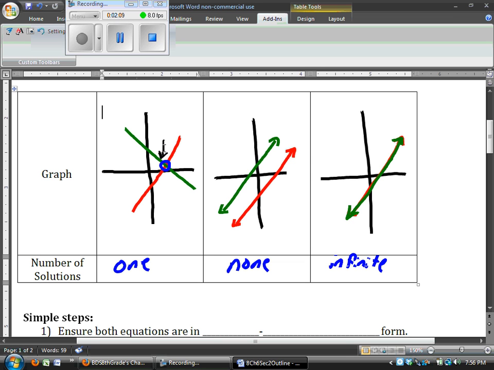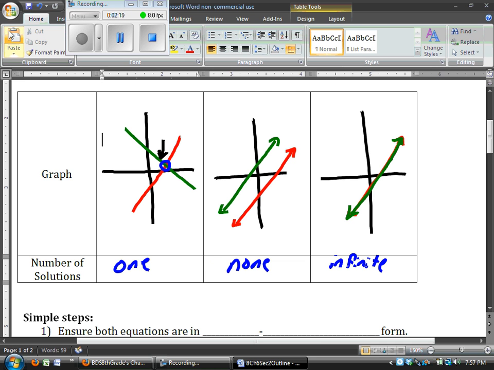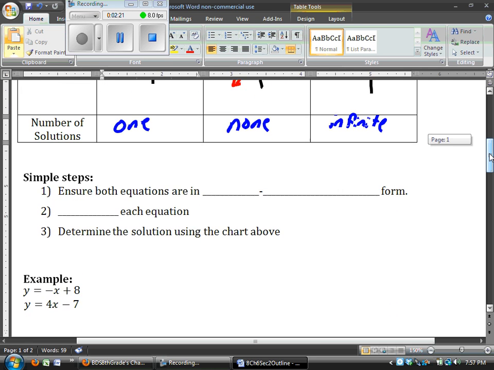When we look at that point, we can't tell where that's at. Even if you do it on exact graph paper, sometimes it's tough to tell. Okay? So that's the downside. The plus side is it's pretty quick and simple.